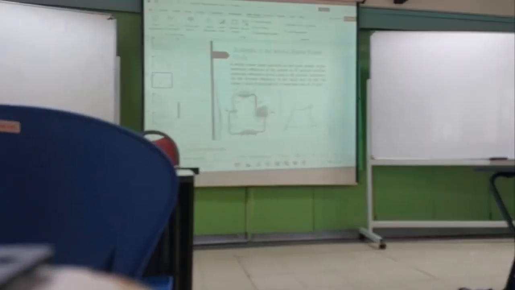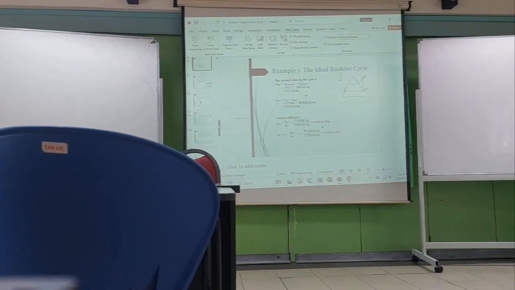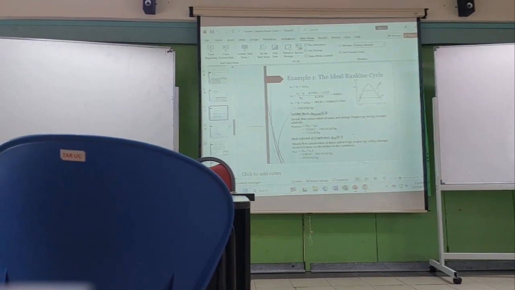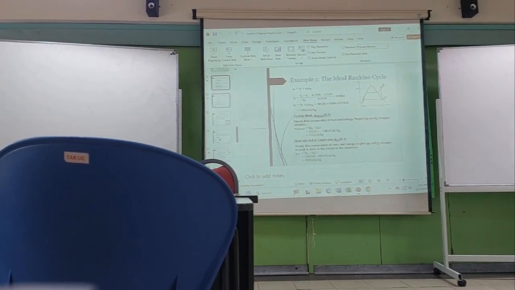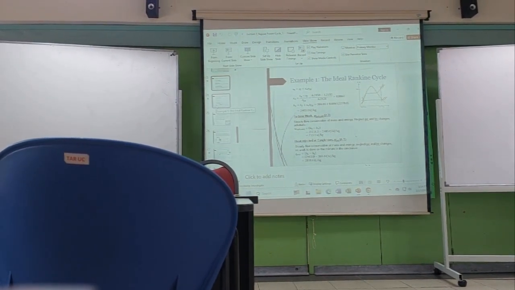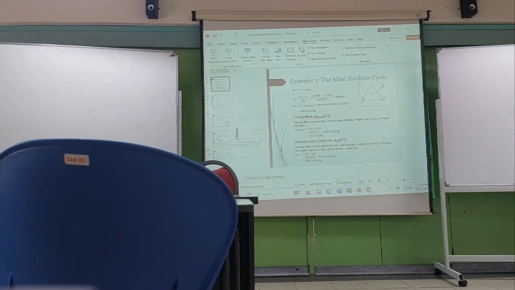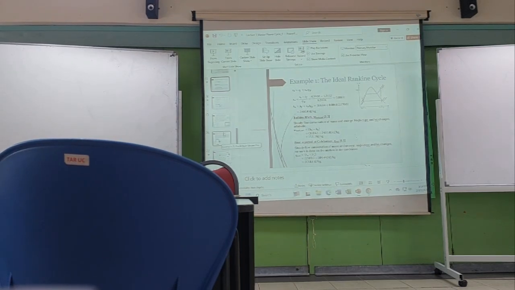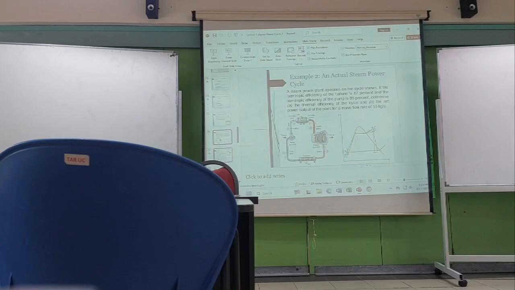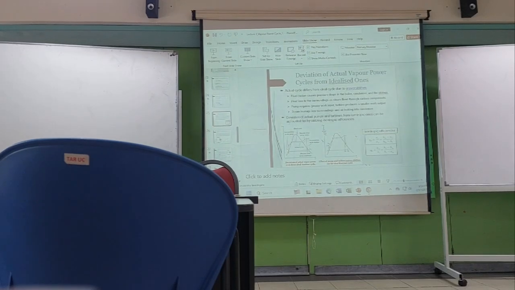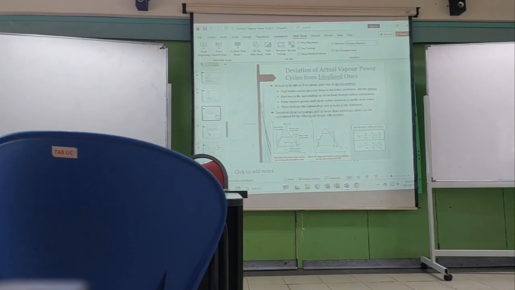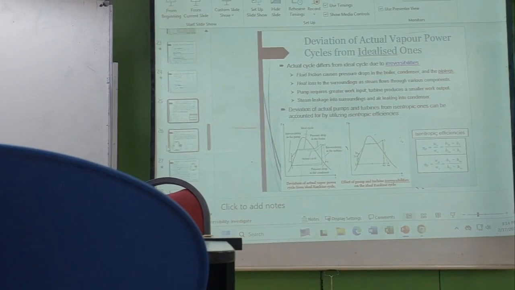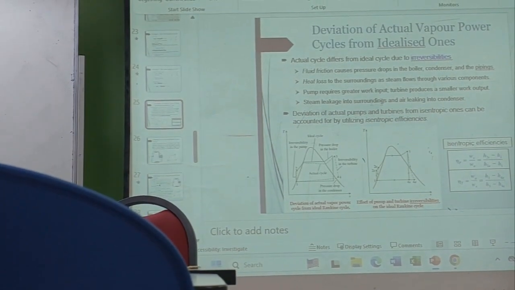Week. So last week you learned about the ranking cycle. So this is the ranking cycle, and you learned about two versions: the ideal ranking cycle as well as the actual ranking cycle. The actual one would look something like the one on the left, but the one that we will analyze will actually be the one on the right.